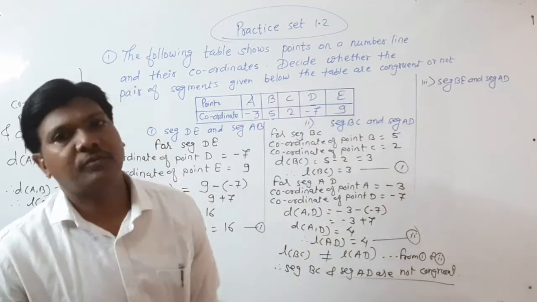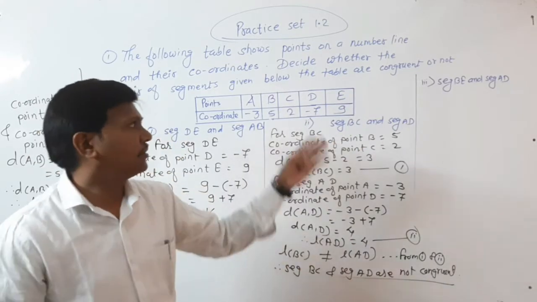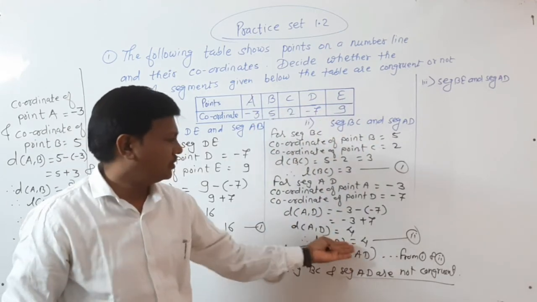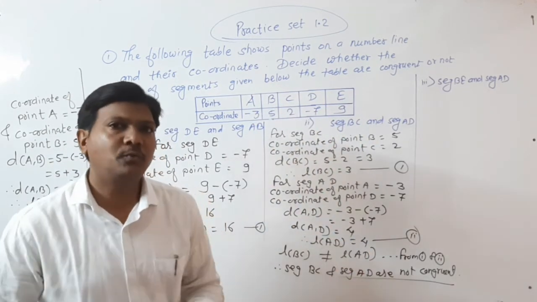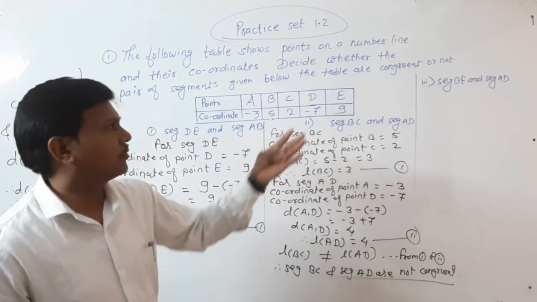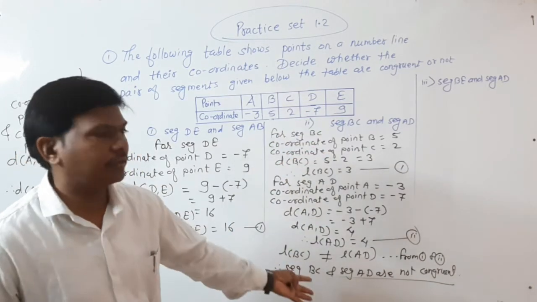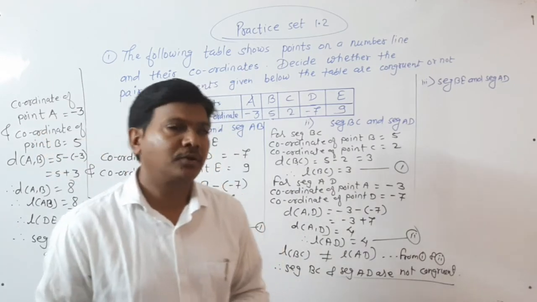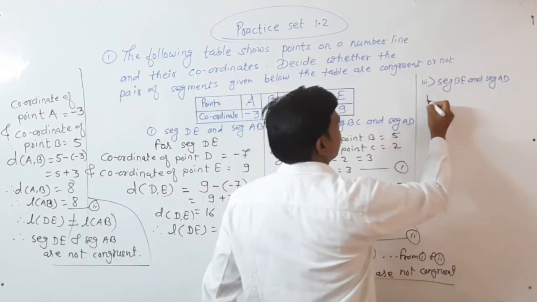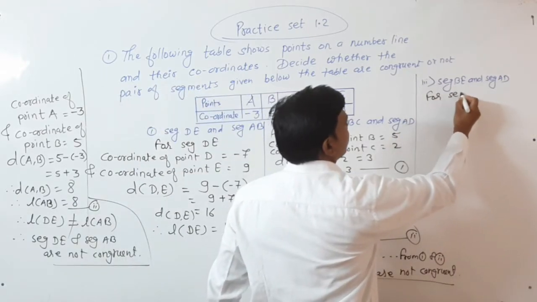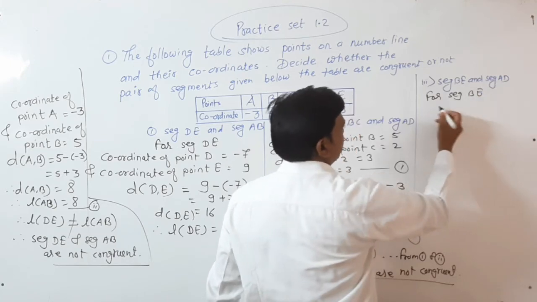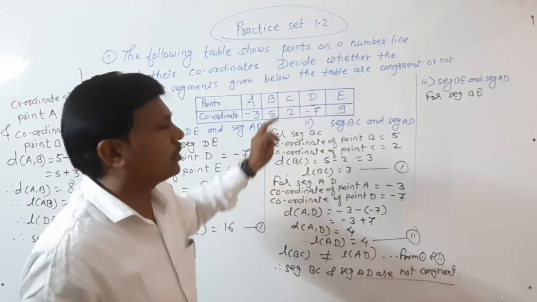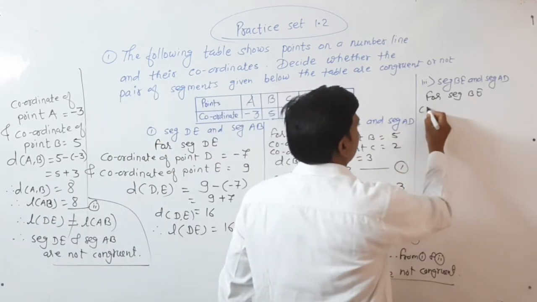Then see this question number 3. So here segment BE and segment AD. You know AD is 4, so no need to find it out here. But if the question is separate, then find by the same method, and see whether it is congruent or not. So first we find for segment BE. First write the coordinate of point B.